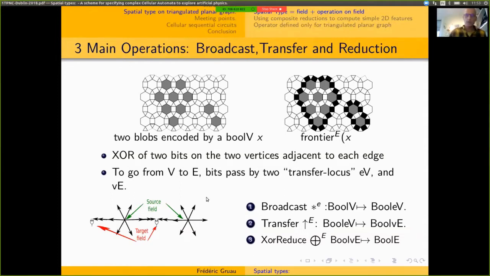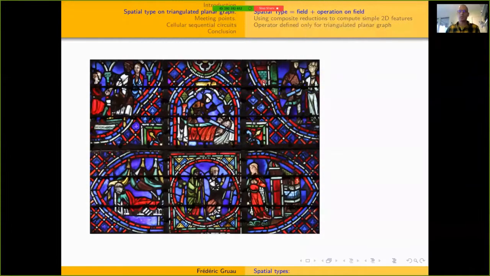We can do a similar computation for vertex. It would need 5 gates, and for face, it would need 4 gates because there are 2 faces and 2 gates. So this new transfer locus divides the locus tile into subtiles, a bit like this stained glass.